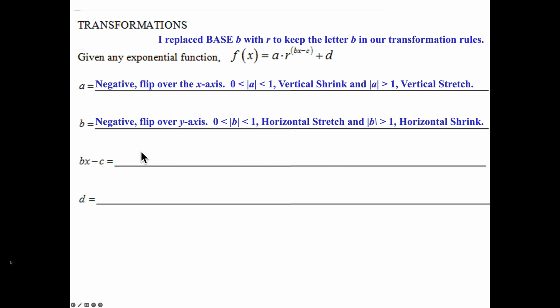You're shifting left or right. Remember, we said whatever in the exponent position, set that equal to 0, solve it for x, and that will be the true horizontal shift left or right. If x equals a negative, you go left. If x equals positive, you go right. And D is on the outside of the function, so that's face value changing your y's. That's your vertical shift going up or down.